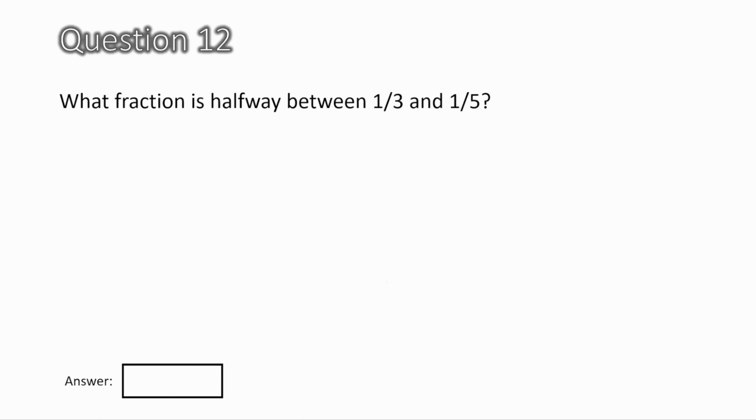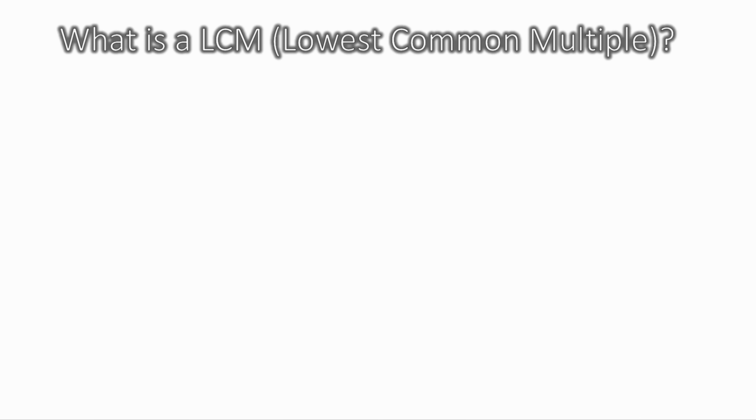Question 12. What fraction is halfway between 1/3 and 1/5? Okay, so to figure this out, we need to make the denominators equal, and then we can figure out what number is in between the numerators. So what's it called when we make the denominators equal? Well, this is the same as finding the lowest common multiple. But what is the lowest common multiple? Well, the lowest common multiple, as the name implies, is the lowest multiple of two numbers.